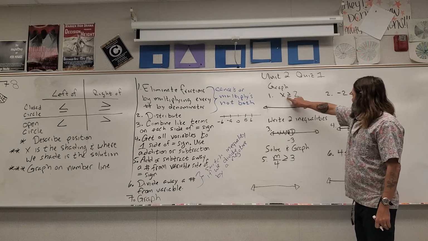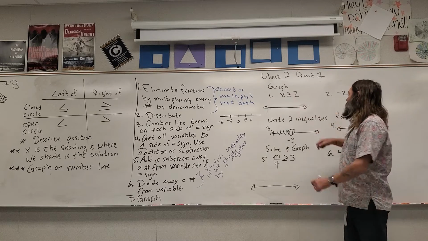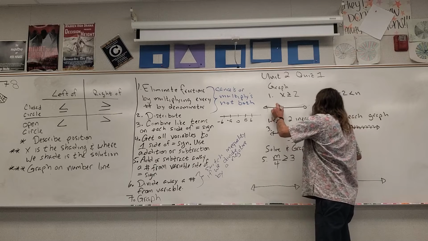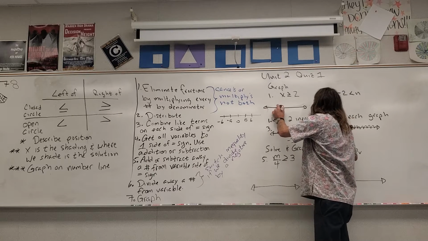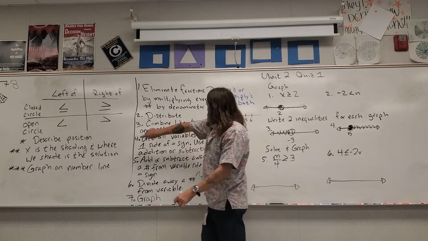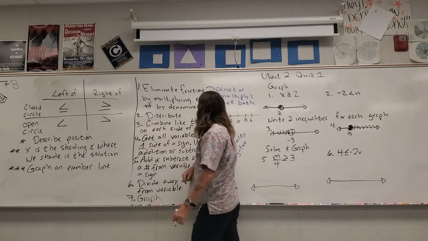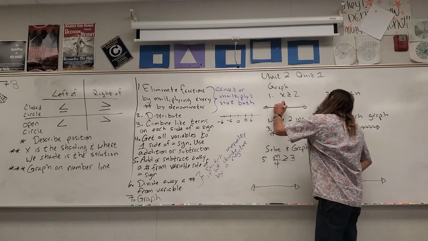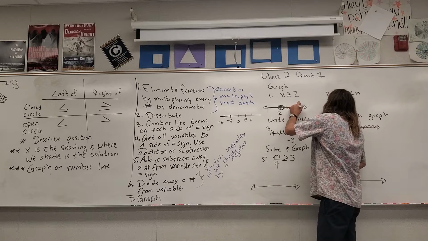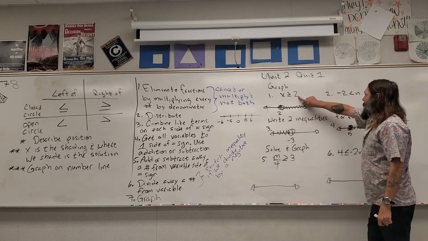But anyways, let me translate this. The shading is on the right of 2. I'm going to put a 2, I'm going to put a circle that's closed, because that's what my table says to do, and I'm going to shade to the right. The shading is on the right of 2. That's how I graph that.